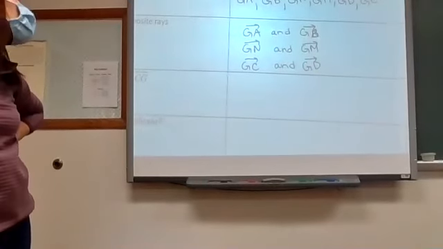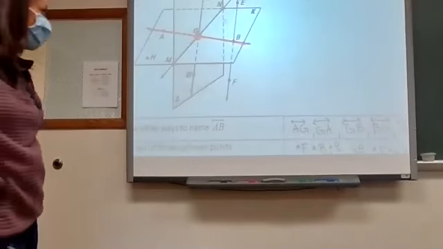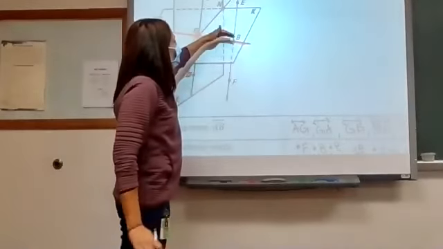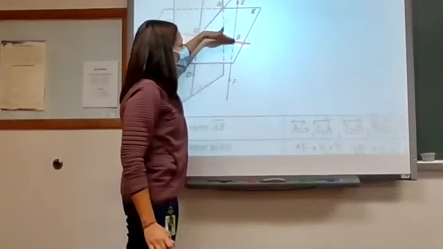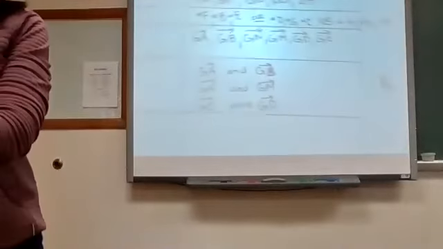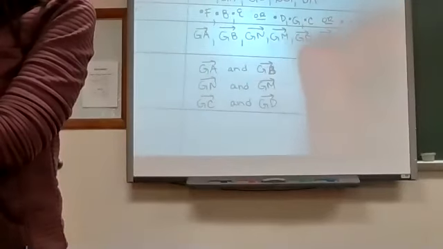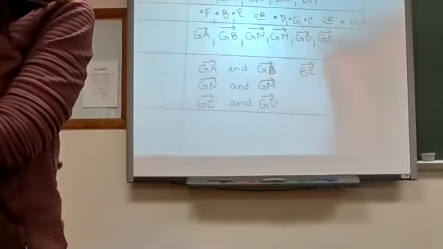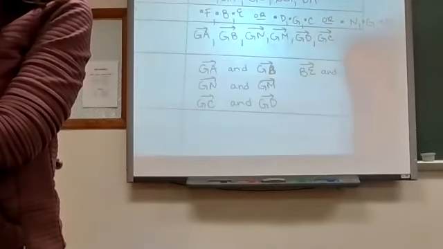That's 3 sets of opposite rays, and it asks for 4. Right here, you have BE is opposite BF. So our last set, BE and BF.